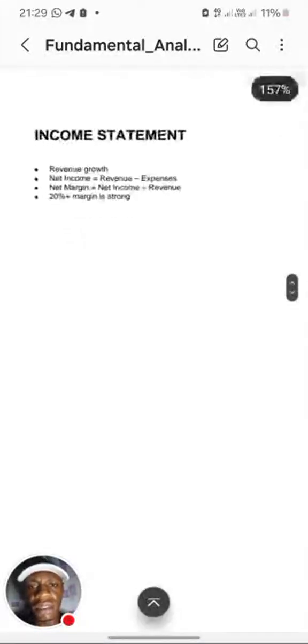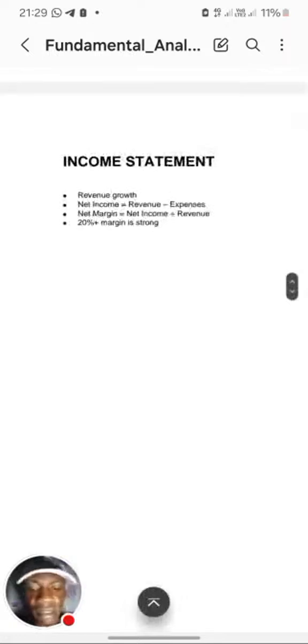The next one we have is income statements. Income statements. I hope you are taking notes. Please, if you have a pen, you can be writing it. These are the steps for the fundamental analysis.